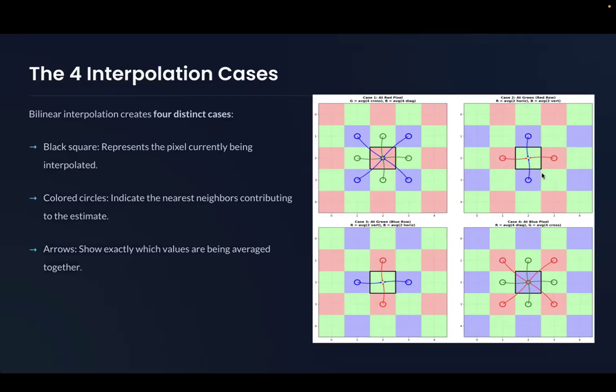Now for case 2, we are at a green pixel on a red row. Red comes from just two horizontal neighbors, left and right, and blue comes from the two vertical neighbors. Notice that fewer neighbors means less averaging, which can mean slightly more noise in the estimate. And similarly for case 3 and case 4. Case 3 would be the mirror of case 2 and case 4 would be the mirror of case 1.